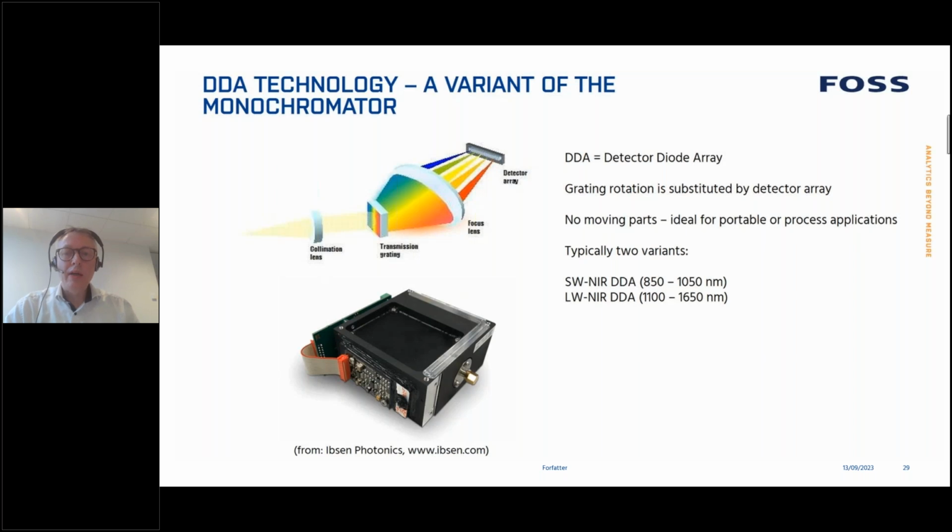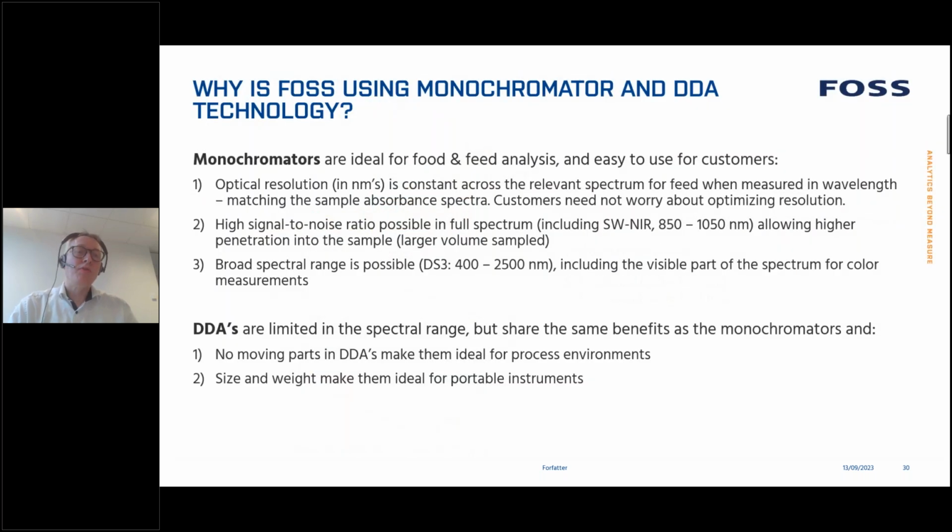For NIR instruments, FOSS have chosen to use the monochromators and the DDAs. And the reason for that is that monochromators are ideal for food and feed analysis in NIR and easy to use for the customers. One thing is that in the monochromators, the optical resolution is constant across the wavelength spectrum for feed and foodstuff, which matches the absorbance spectrum of the samples very well.